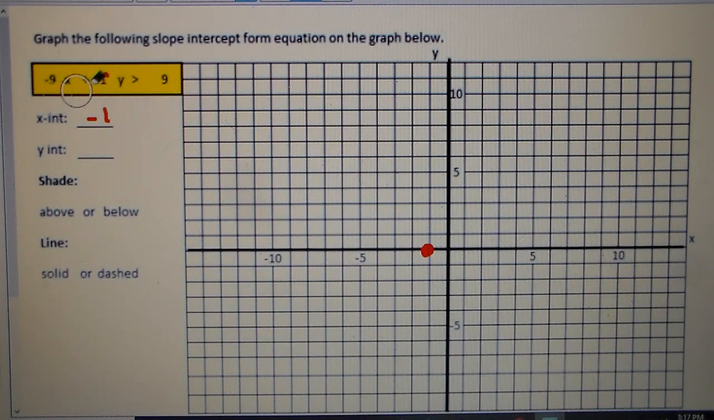Then we have to do the same process here for y. We plug a 0 in for x, so negative 9x turns into 0. Positive 1y is greater than 9. So that means 9 divided by 1 is 9. So the y-intercept is at 9. We then connect the two coordinates.